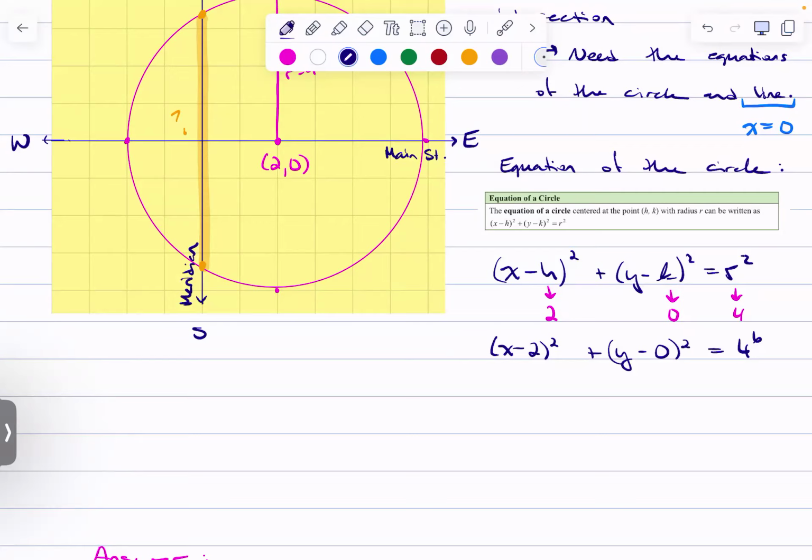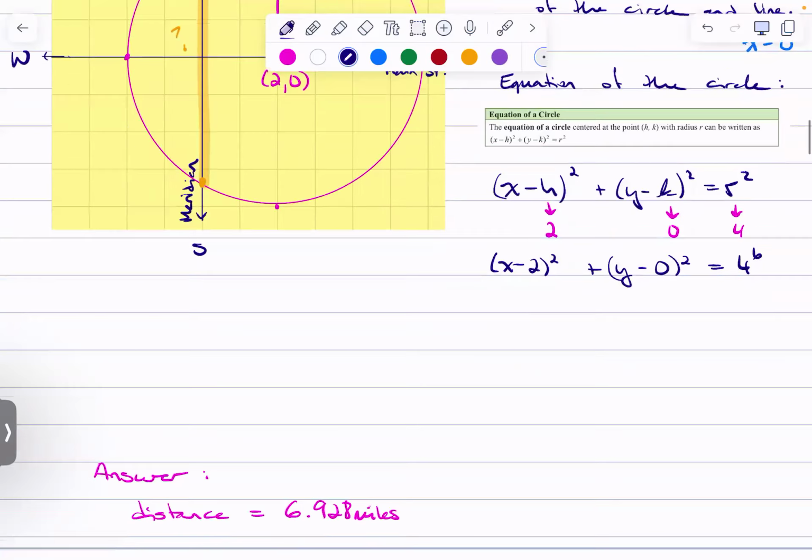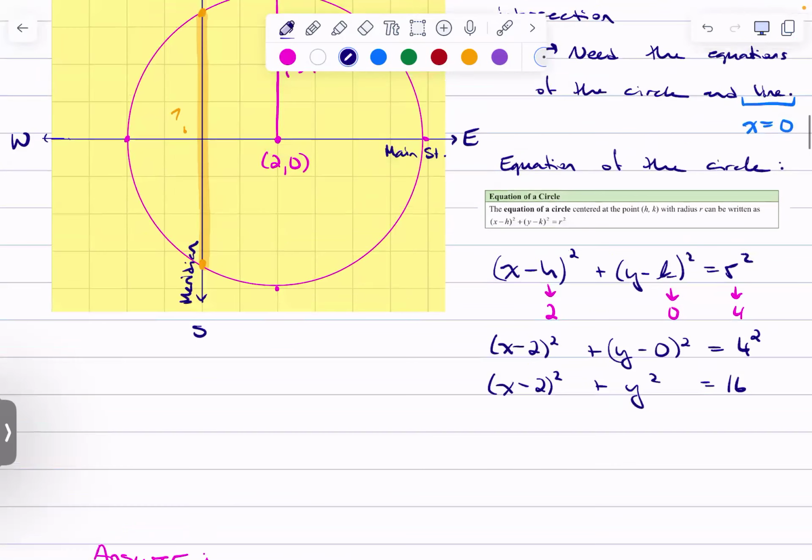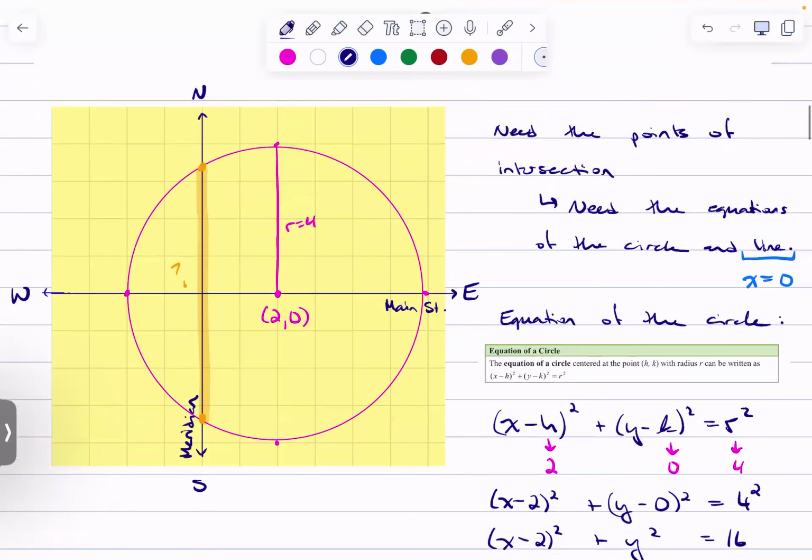So then we have x minus 2 squared plus y squared is equal to, whoa, I did something weird here. 4 squared, not 4 to the 6. I think I was jumping the gun to 16 somehow. I'm going to leave the equation of the circle like that. You can expand it if you want to.